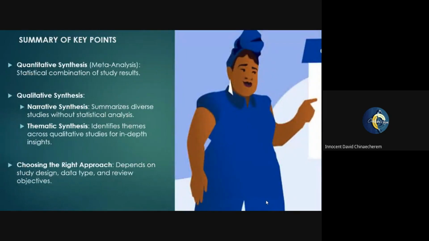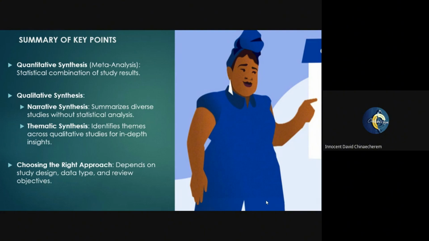So, in a nutshell, all you need to know is that quantitative synthesis is all about statistical compilation of our study results. In summary, for narrative synthesis, we need to summarize diverse studies without statistical analysis. Thematic synthesis is all about identifying key themes for in-depth insight.